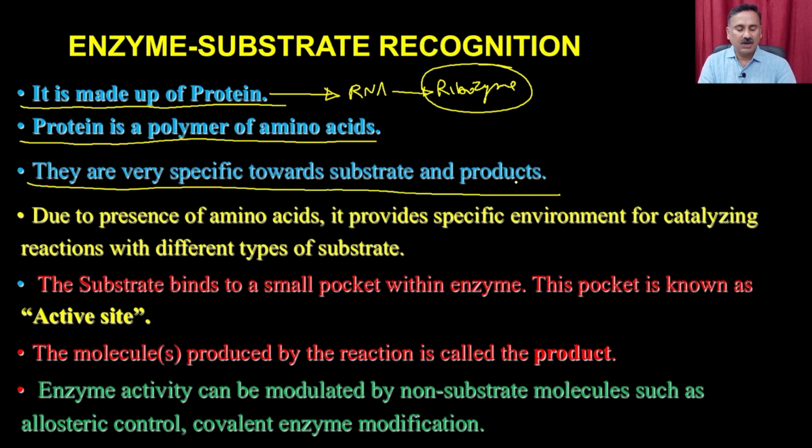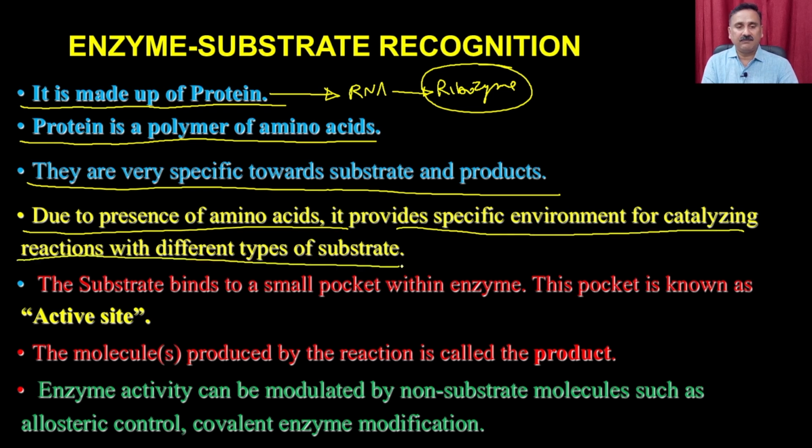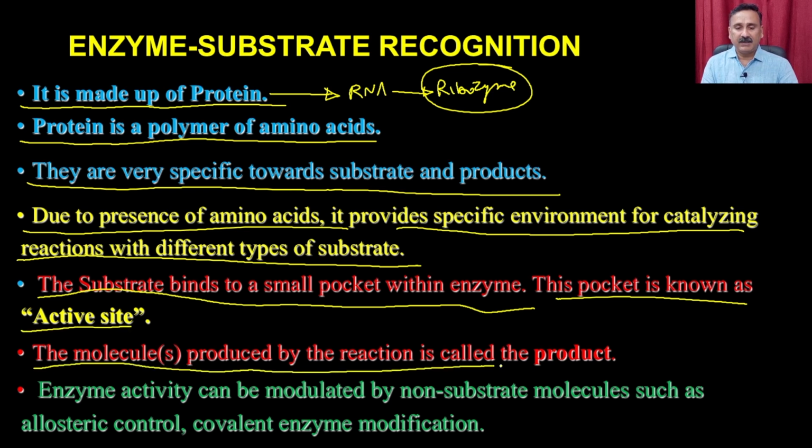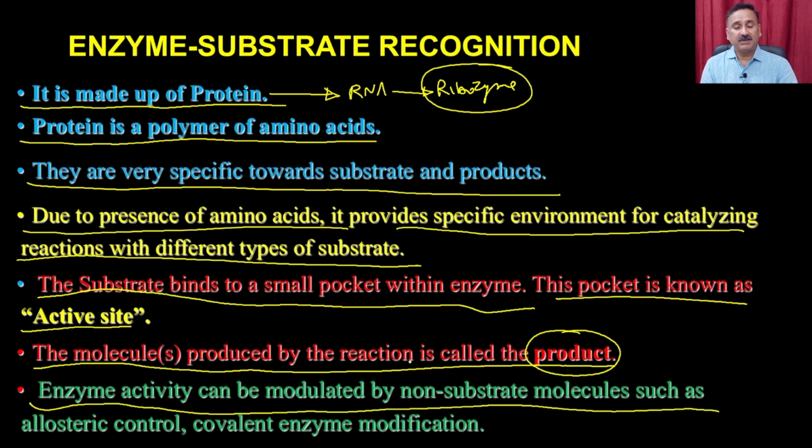So as we discussed just now, the enzyme is recognizing the substrate. Due to the presence of amino acids, it provides the specific environment for catalyzing the reaction with different types of substrates. And the substrate binds to a small pocket within the enzyme. This pocket is known as the active site. The molecules produced by the reaction are called the product, right? Enzyme activity can be modulated by non-substrate molecules such as allosteric molecules as well as covalent modifications.